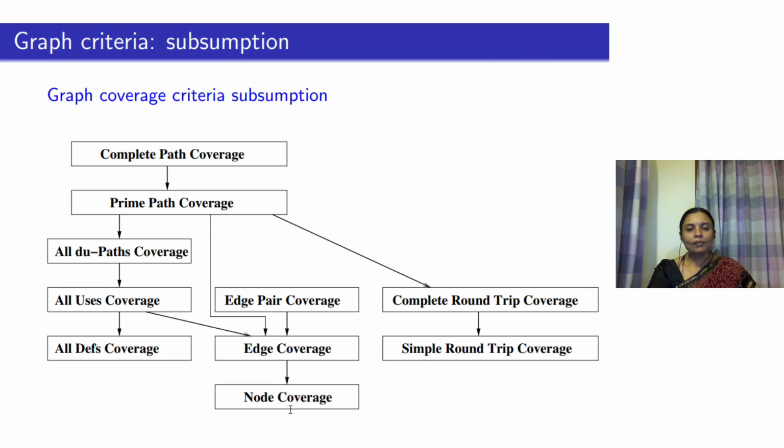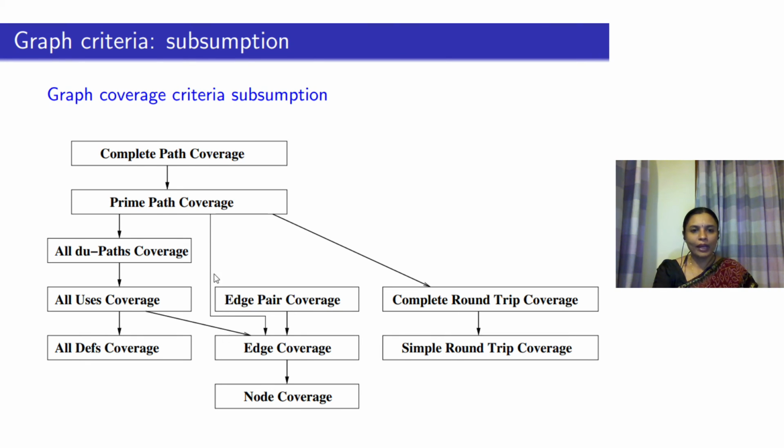This diagram summarizes everything. So it says prime path coverage here subsumes all DU path coverage. Is this clear? Because why? Simple assumption that every DU path is a simple path. Prime paths are maximal simple paths. So it will subsume. Independently, we saw all uses coverage subsumes edge coverage. Is this clear? So that is this new arrow that you see. And this one is this new arrow that you see.